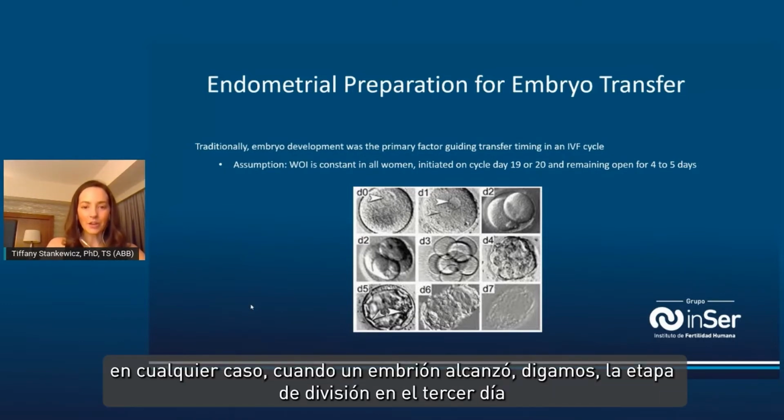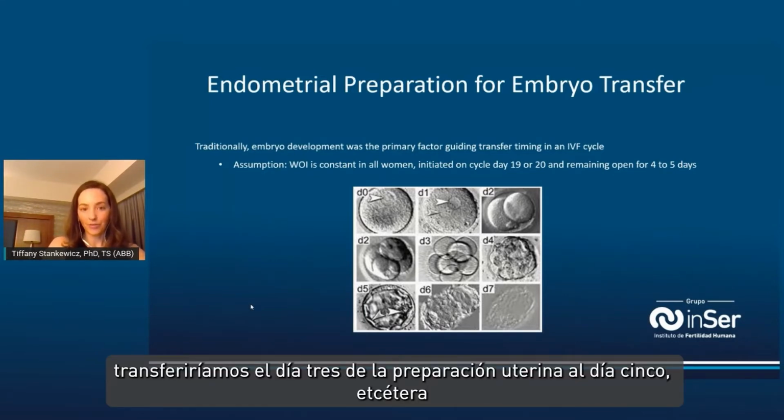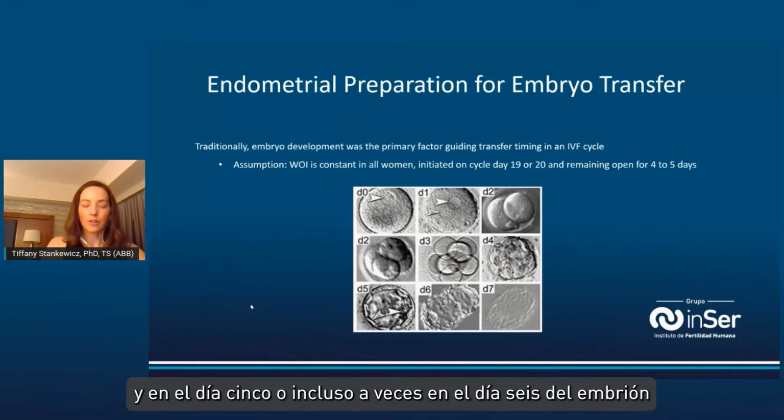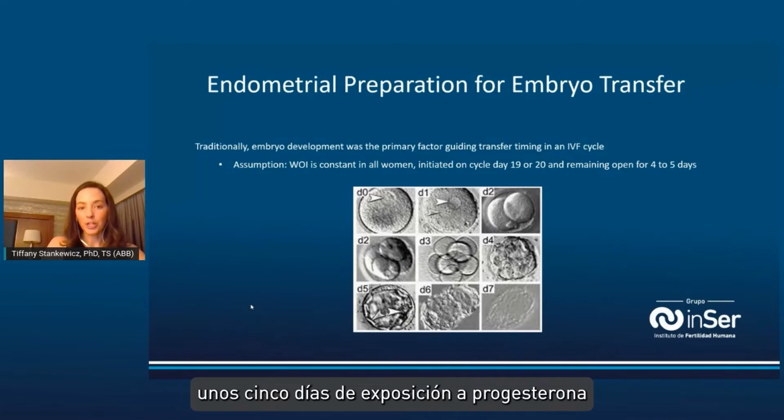In any case, though, when an embryo reached, say, the cleavage stage on day 3, we would transfer on day 3 of uterine prep, day 5, et cetera, pretty much at the same time. So again, a day 3 embryo, about 3 days of progesterone exposure, and a day 5 or even sometimes a day 6 embryo on about 5 days of progesterone exposure.